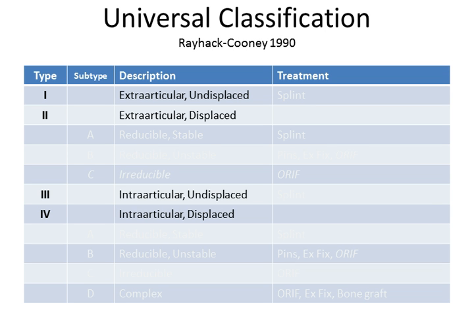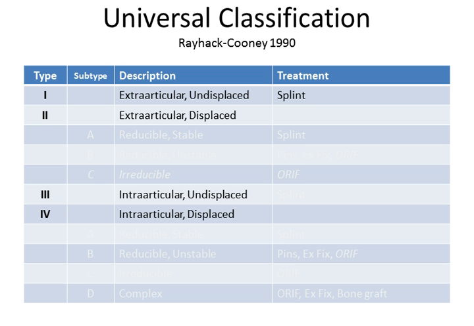So basically, there are 4 groups in the universal classification. Group 1 is extra-articular undisplaced. Group 2 is extra-articular displaced. Group 3 is the intra-articular fractures, undisplaced, and group 4 is intra-articular displaced. So it's quite nice and neat in that sense. It's quite similar to Gardner and Worley.